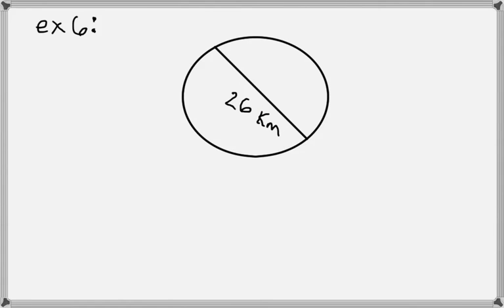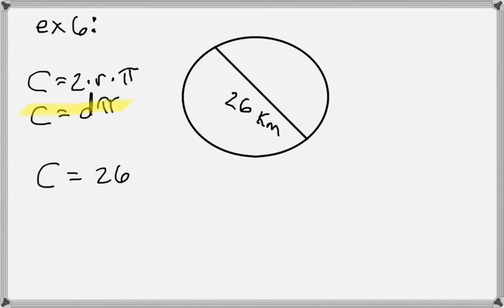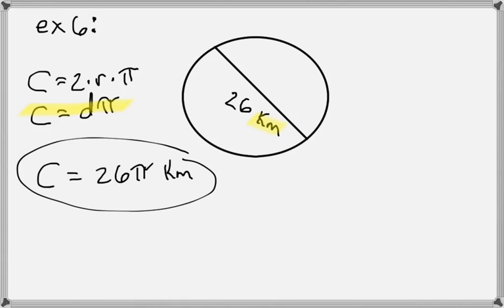Let's look at a sixth example. Here we are provided a circle with a diameter of 26. So again, we can use our formula. Circumference is 2 times the radius times pi, what we just learned on the previous screen. It is also equal to the diameter times pi, simply because 2 times the radius is the diameter. Since we know a diameter, we want to use this formula here. So we have the circumference is equal to our diameter, 26, times pi, and what was our unit of measure? In this instance, kilometers. So we have our final answer.